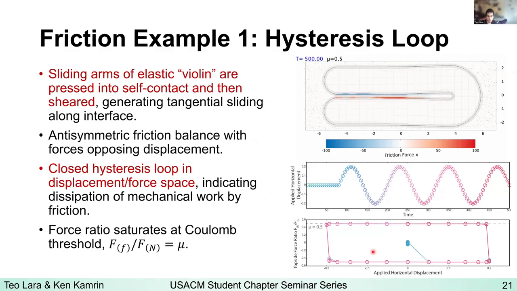If we make a little loop here in displacement force space, there's a closed periodic loop during this periodic horizontal displacement, indicating that we are indeed dissipating energy. There is mechanical work being done by our frictional forces. The ratio of the friction and the normal forces also saturate at the Coulomb threshold of the coefficient of friction, in this case 0.5. So it is satisfying Coulomb's law, which is what we want for our frictional law.